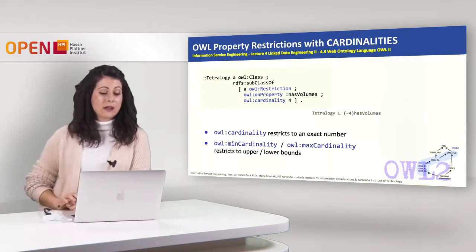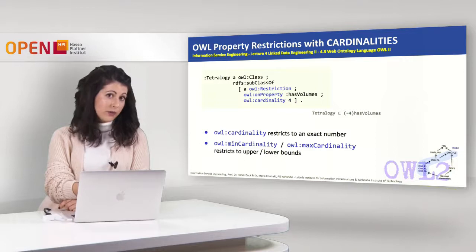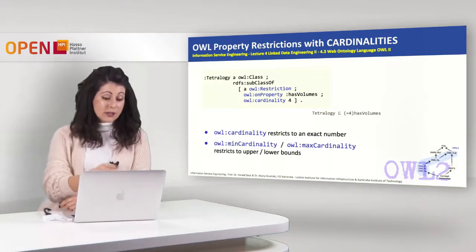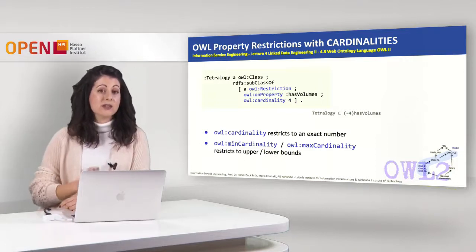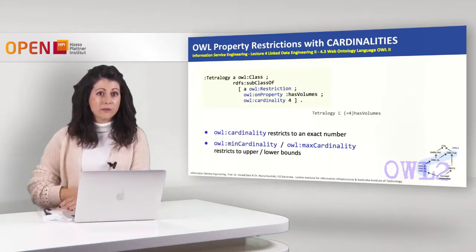First, we define the class. We say RDFS subclass of. It's of type restriction. The restriction is on a certain property, has volumes, and the cardinality of this property should be 4.